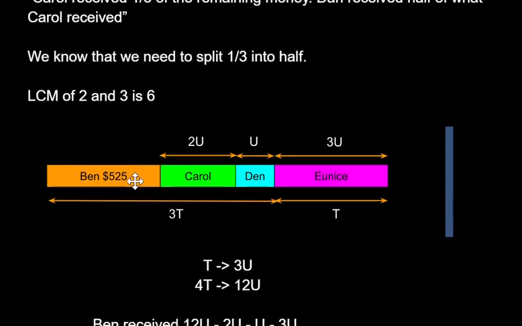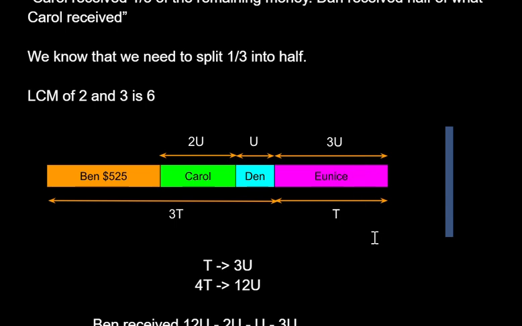So we know Ben received 525. Carol is going to receive one third of the remaining. If the total is 6 units, this has to be 2 units, because 2 over 6 will give you one third. Then Dan is half of Carol, which means that if this is 2 units, this has to be 1 unit. And Eunice received the rest. If the total is 6 units, this is already 3, so the remaining Eunice received must be 3.